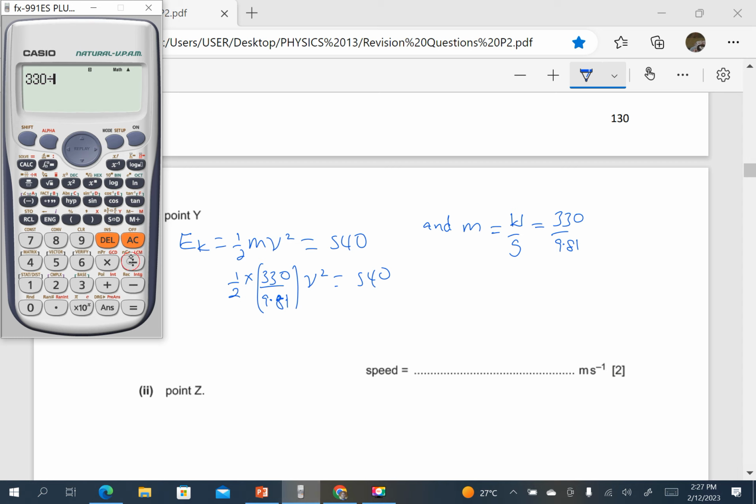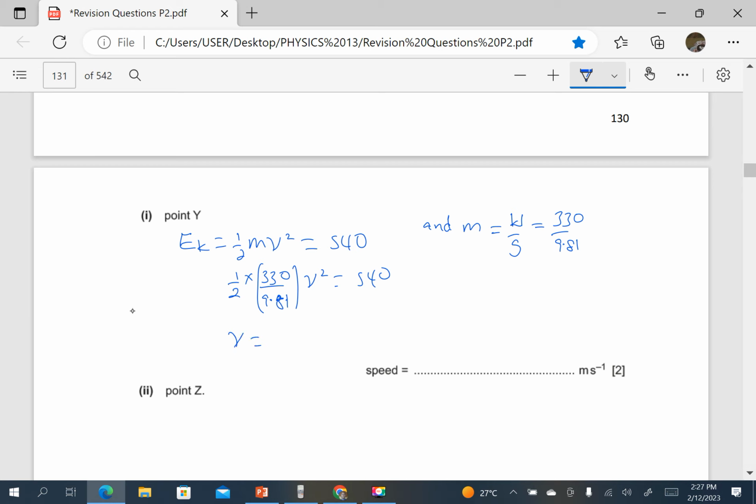330 divided by, open brackets, 2 times 9.81. Then on the left hand side, I'll say 540 divided by that answer, and I find the square root of the answer, which is 5.6666. So V is 5.67 or 5.7. So the speed is 5.7.